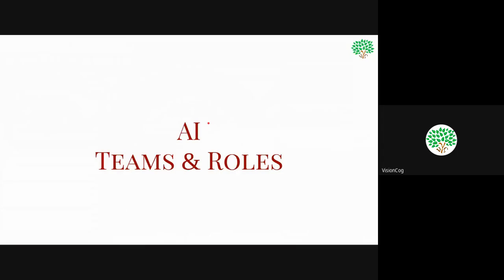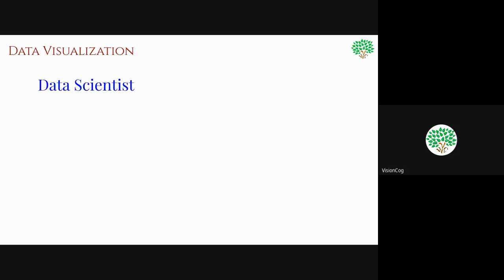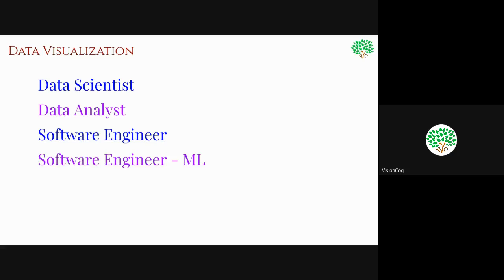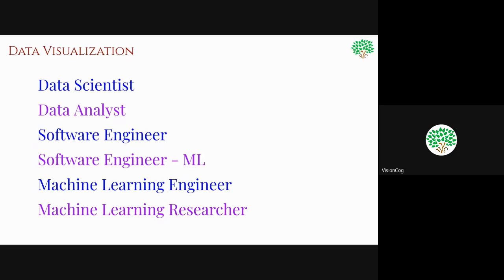So when we look at AI teams and roles, we would have heard terminologies or positions like data scientist. So there is an open position for a data scientist and so forth. Or we will hear, okay, there is an open position for data analyst, or as a software engineer in the AI domain, or software engineering with machine learning focus, a machine learning engineer, a machine learning researcher. So these are certain types of artificial intelligence job profiles that we quite often encounter.